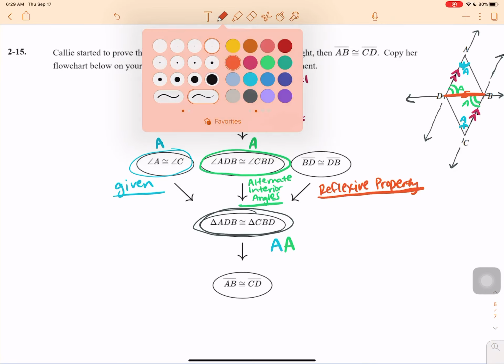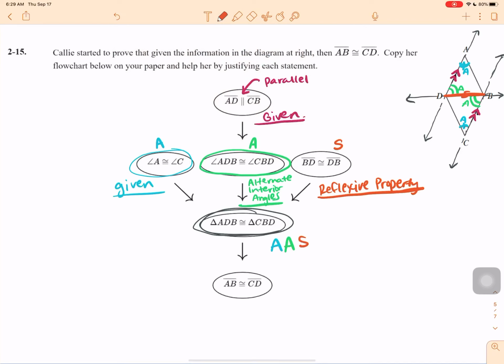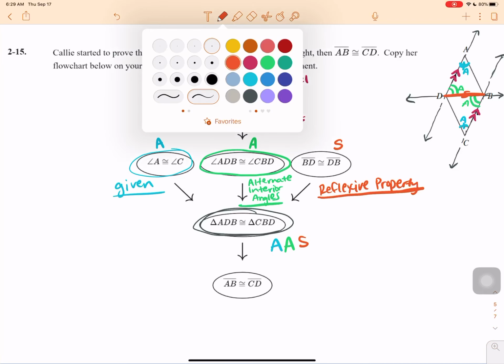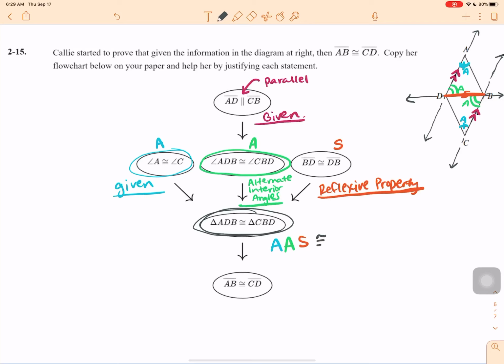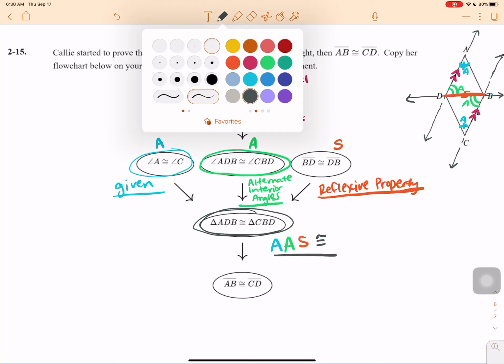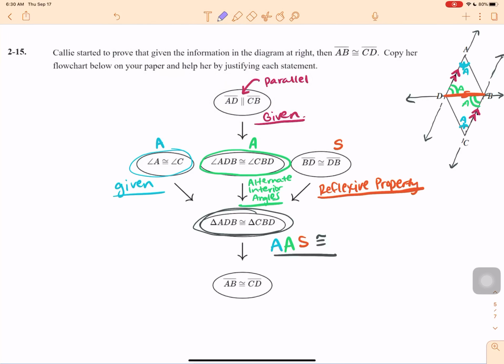Side. And you always want to try to set up your flowcharts or your two-column proofs to be in order of the triangle congruence statement. So you want the blue angle to go first, then the green, then the orange side. Now it's saying, therefore side, and this is what some students get confused about. We just proved that the two triangles are congruent. So now, how do I know that side AB is congruent to side CD?